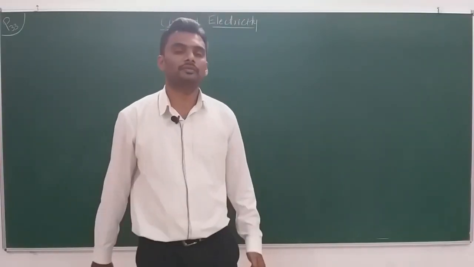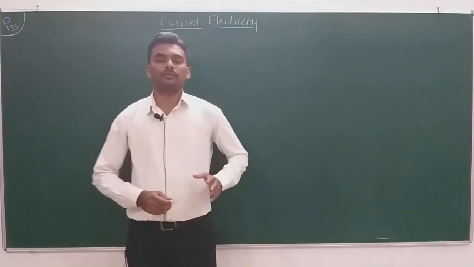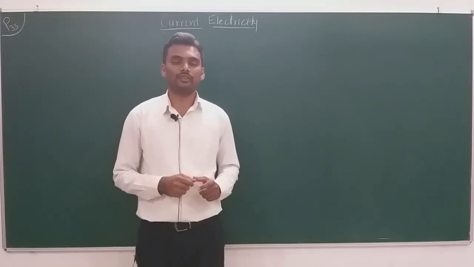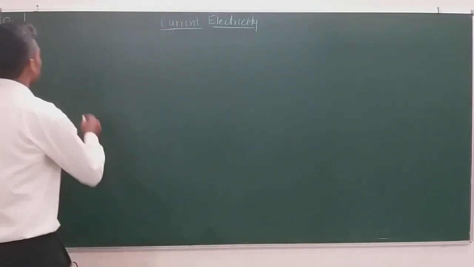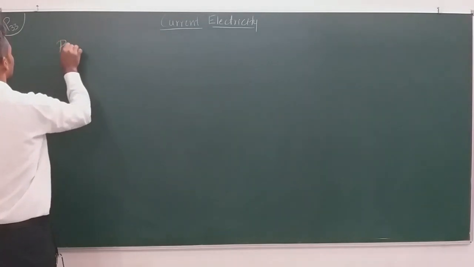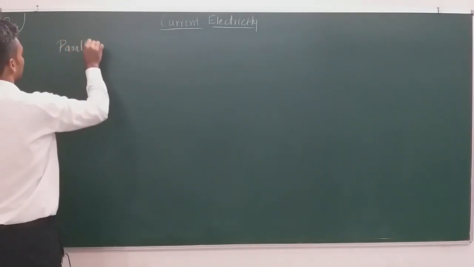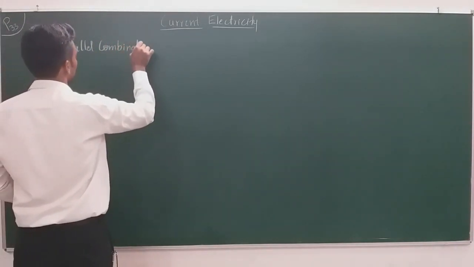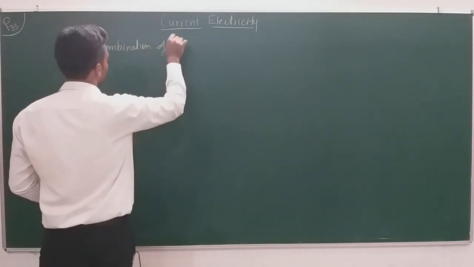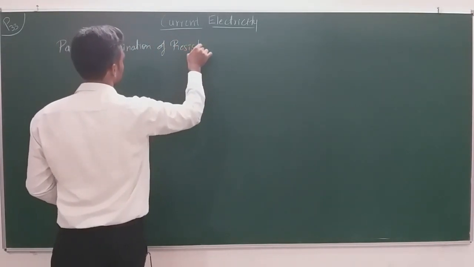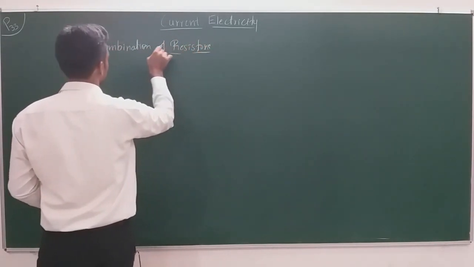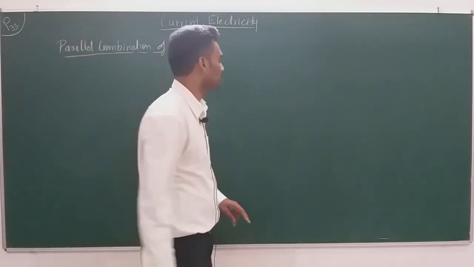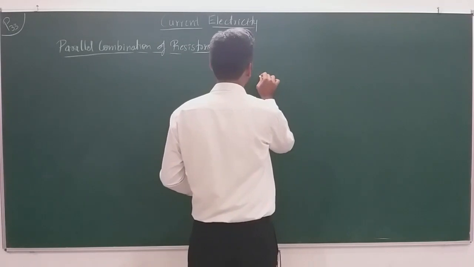Right. Next, we will derive the formula for the parallel combination of resistors. So next is the parallel combination of resistors. Again, I am just going to consider only two resistors and I will connect them in parallel.